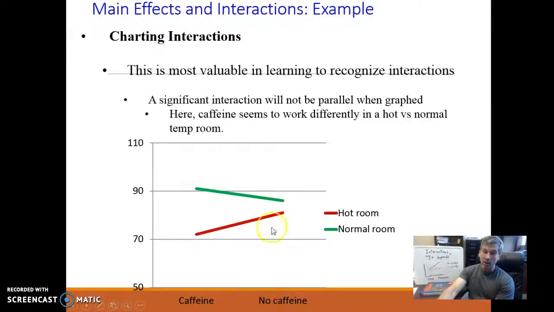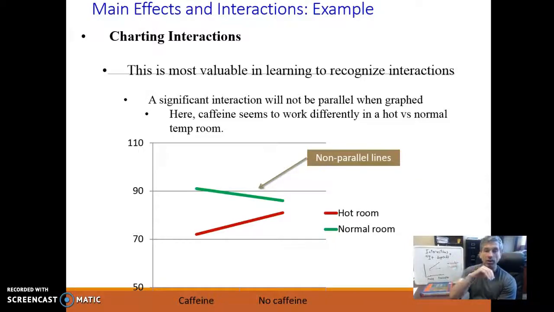It's bad in a hot room. You want to have no caffeine in that room to do your best in that hot room. But it's good in a normal temperature room. You would want to have caffeine in a normal temperature room. It seems to improve people's scores a little bit there. Notice those lines are not parallel. That is an indication of a possible interaction.